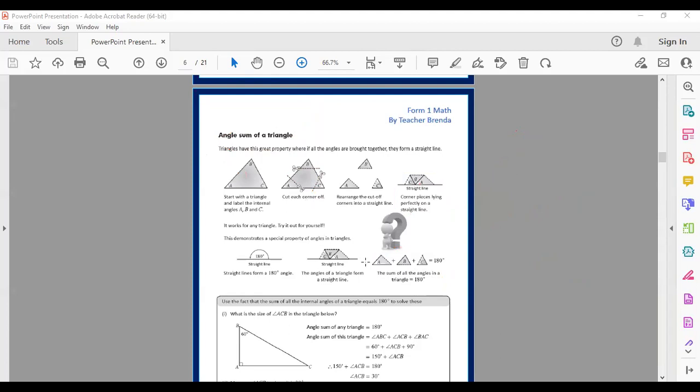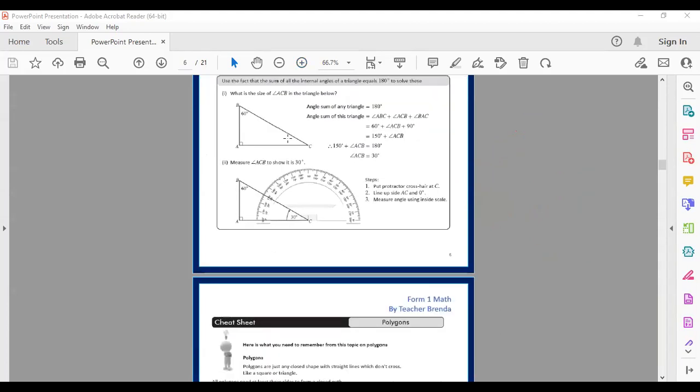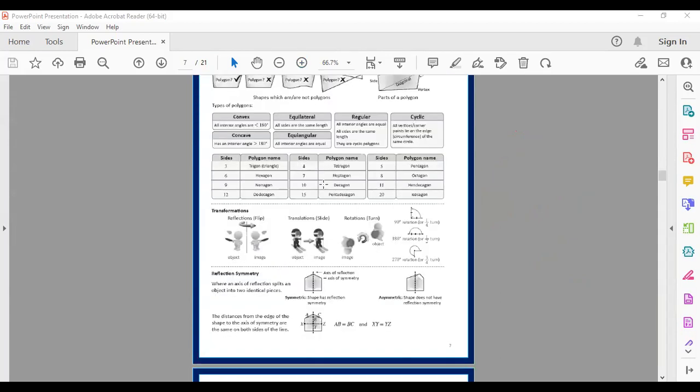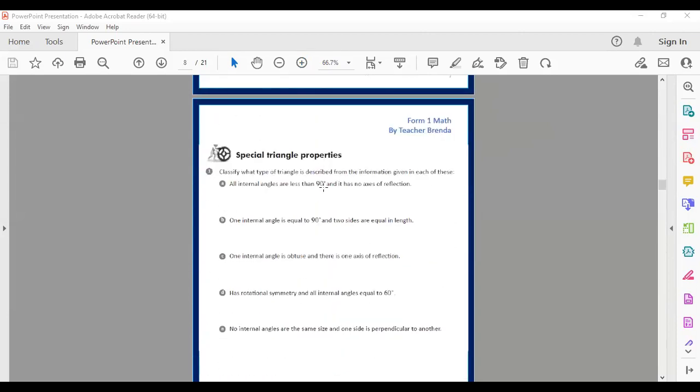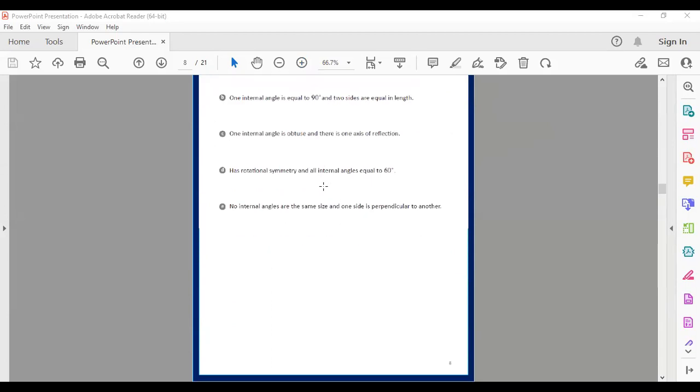Okay, let's move on. So protractor, you know how to use. There are some notes here that you can read. Cheat sheet, that's your summary. Not for this chapter. Okay, now your turn. We are on page 8.